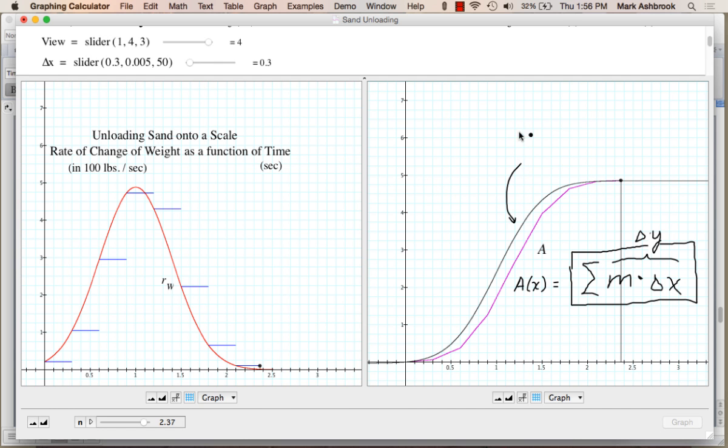we're going to call A sub W exact accumulation. Okay? A sub W is exact. So R sub W was exact rate, R was approximate rate, A approximate accumulation, and A sub W exact accumulation.